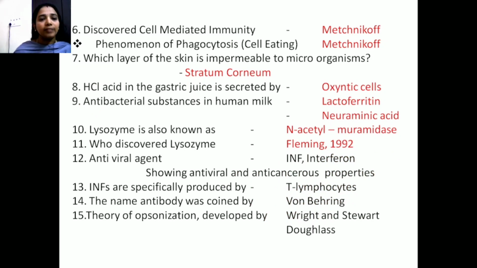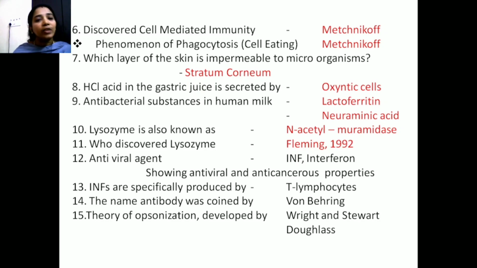Then, who discovered cell-mediated immunity? There are two types of immunity: antibody-mediated immunity and cell-mediated immunity. Cell-mediated immunity was discovered by Metchnikoff. Don't forget the name Metchnikoff. Also the phenomenon of phagocytosis. Another name for phagocytosis is cell eating or cell engulfing. This phenomenon was also identified by Metchnikoff.